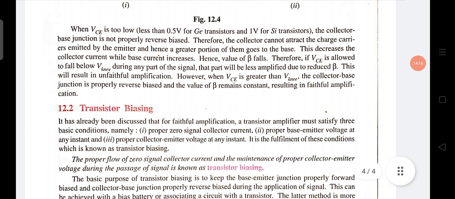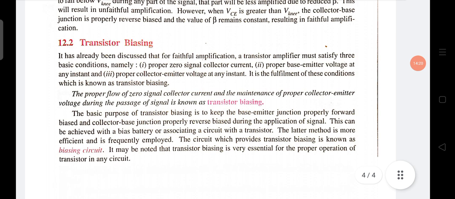Now let us see transistor biasing. We know about faithful amplification. It has already been discussed that for faithful amplification, a transistor amplifier must satisfy three basic conditions, namely proper zero signal collector current, proper base emitter voltage at any instant, and proper collector emitter voltage at any instant. The fulfillment of these conditions is known as transistor biasing.